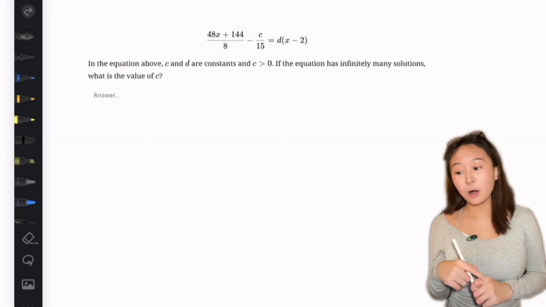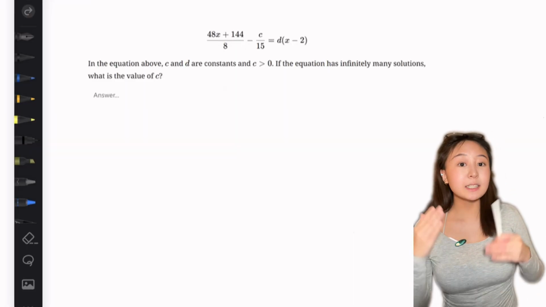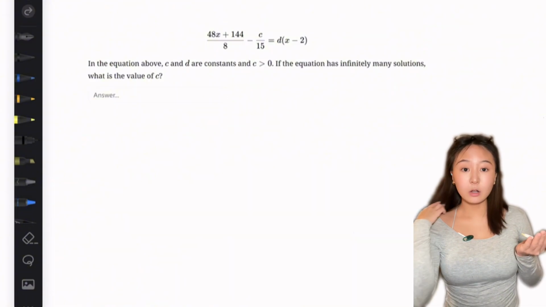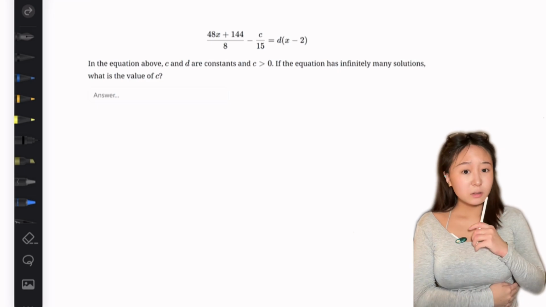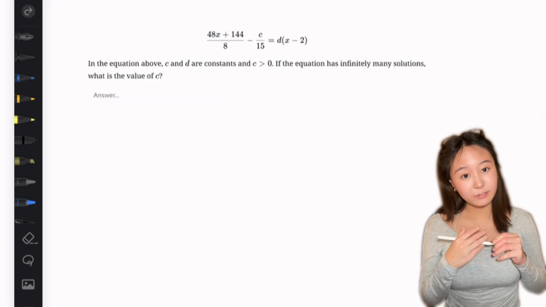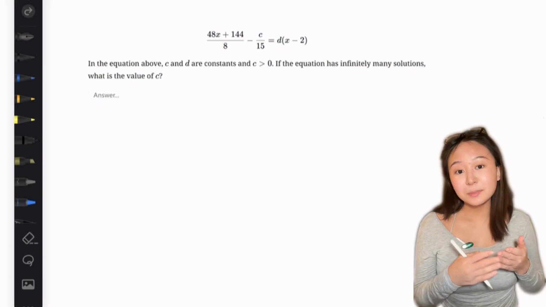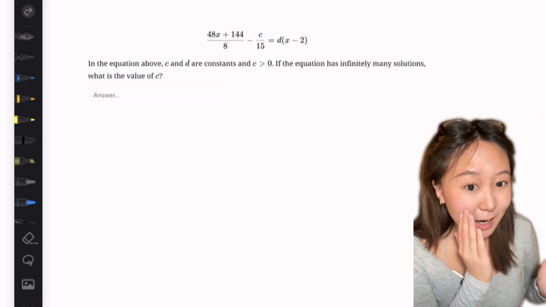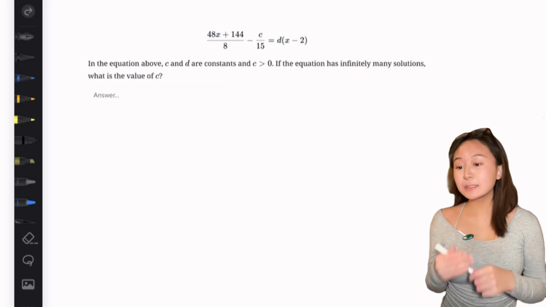Okay, here's the problem. It tells us this equation has infinitely many solutions, asking us what is the value of c. So what should we do now? I guess we probably should simplify it first. And trust me, this is where most people mess up. And I mess up too. Okay, so let's do it step by step.